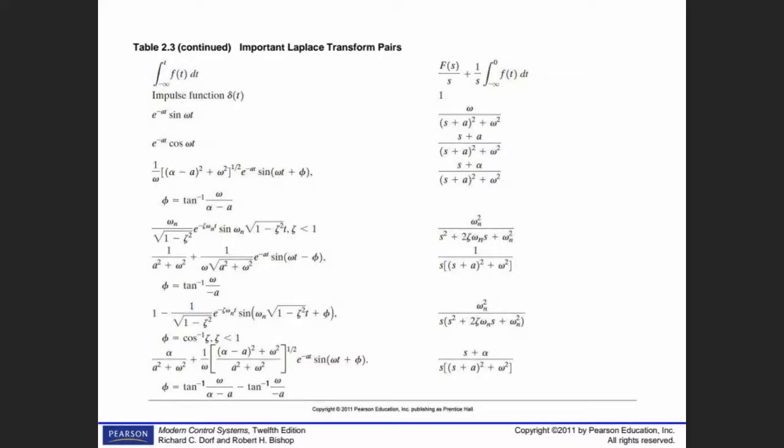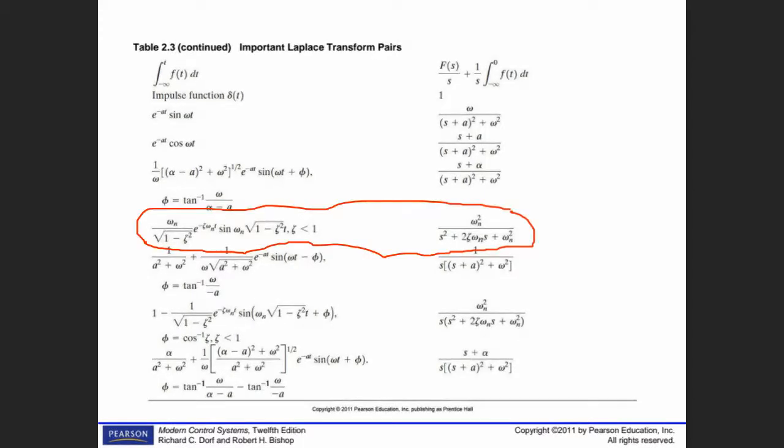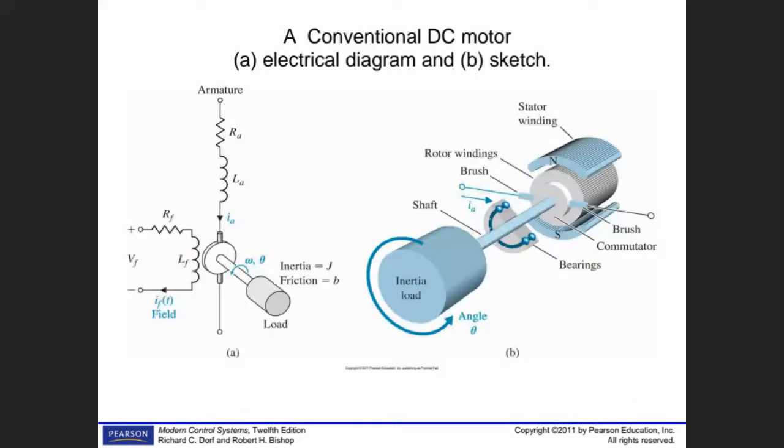That one we are going to use. This is a typical second order system transfer function. Now I would like to concentrate on electric machines.